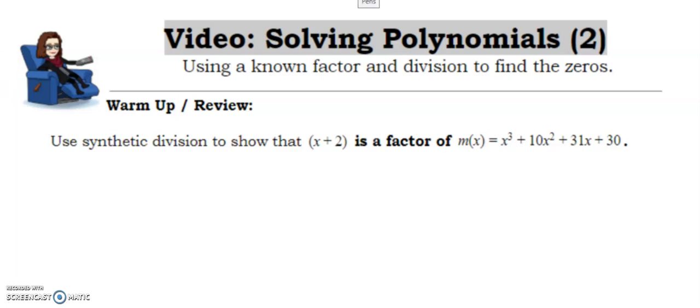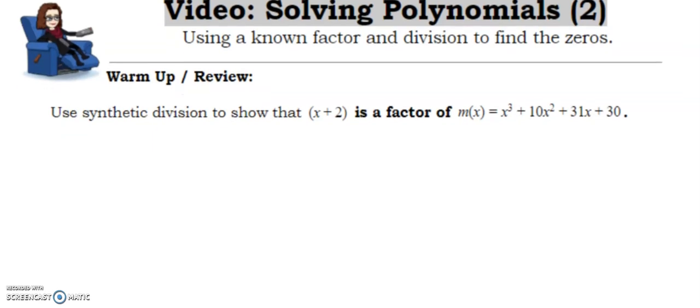All right, so our video on solving polynomials part 2 is instead of factoring to find all of our zeros of a polynomial, we are going to start by using one known factor, either provided for you by your teacher or found in your graphing calculator, to then use division to find the rest of the zeros. All right, so a little bit different process than what we were doing before, but all things that we have the ability to do. So first thing, warm up / review.